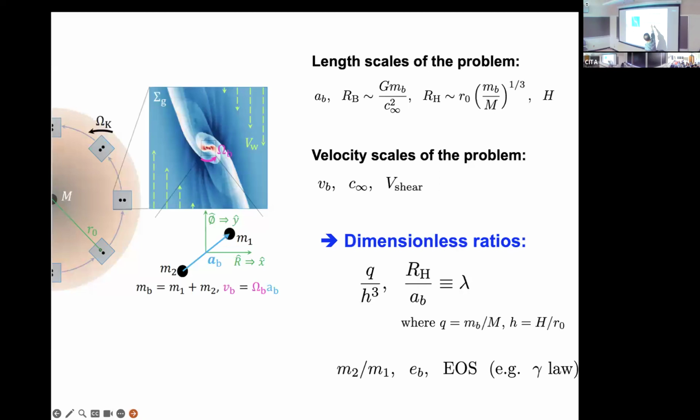It's basically the ratio of these length scales, related to the mass ratio and the thickness of the disk, which is related to the equation of state. And for people doing planets, it's like the mass divided by the thermal mass. Thermal mass, exactly. And of course it also depends on the eccentricity, the mass ratio of the individual binary, and the equation of state, right?